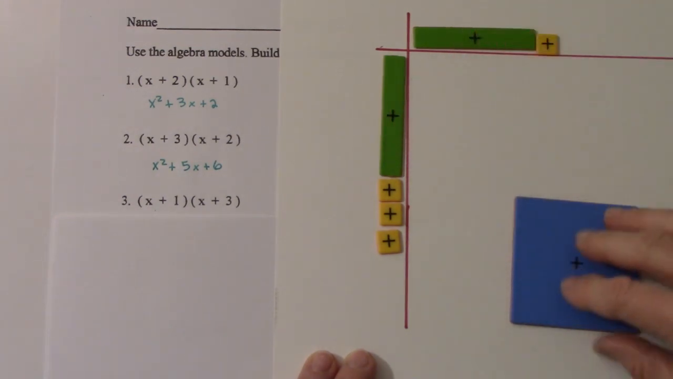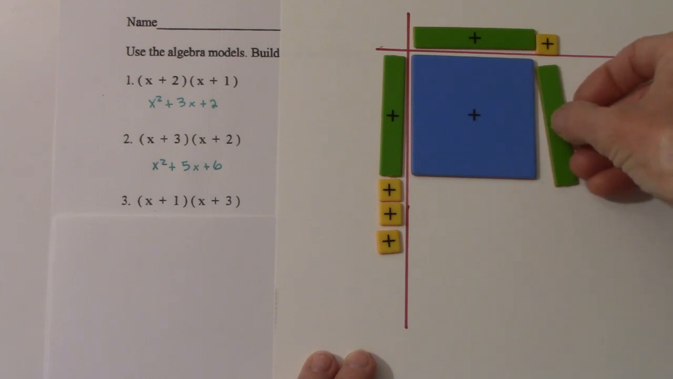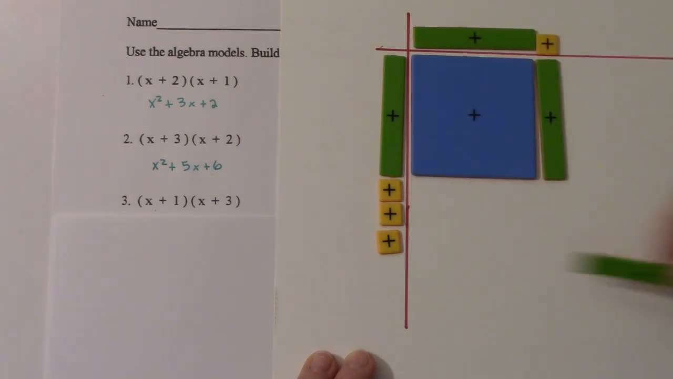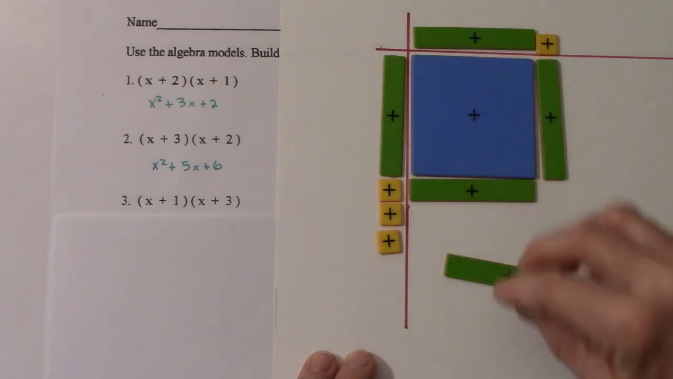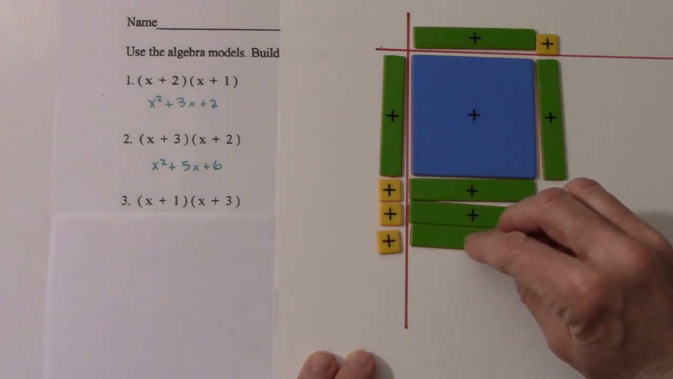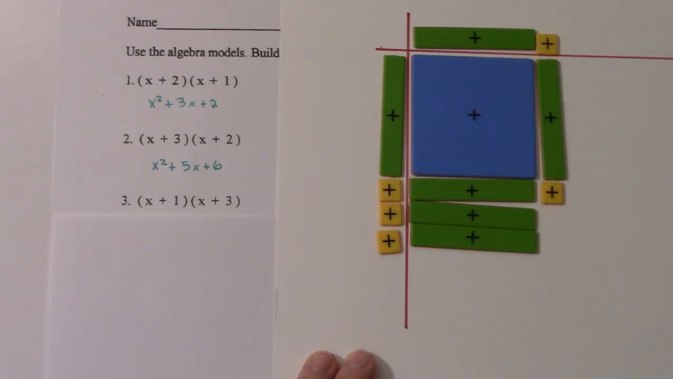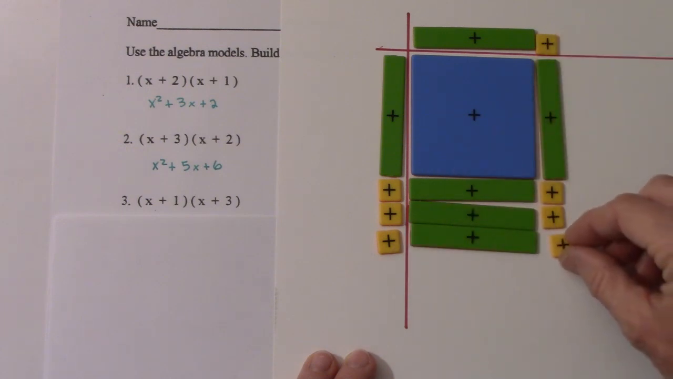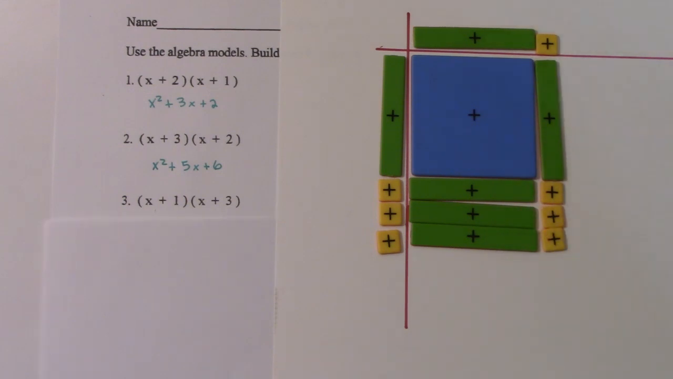So I have x times x is x squared. X times 1 is x. 1 times x is x. 1 times x is x. 1 times x is x. And 1 times 1 is 1. 1 times 1 is 1. And 1 times 1 is 1. So I have x squared plus 4x plus 3.